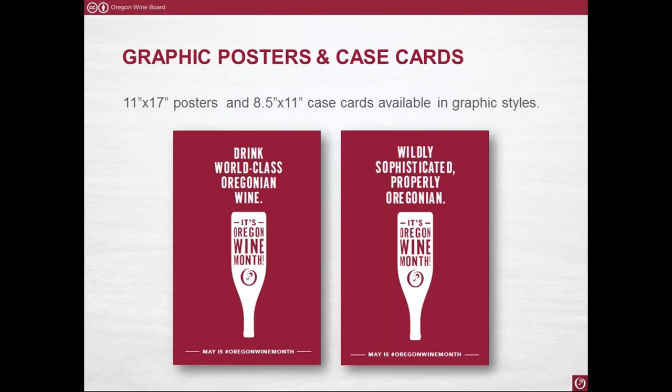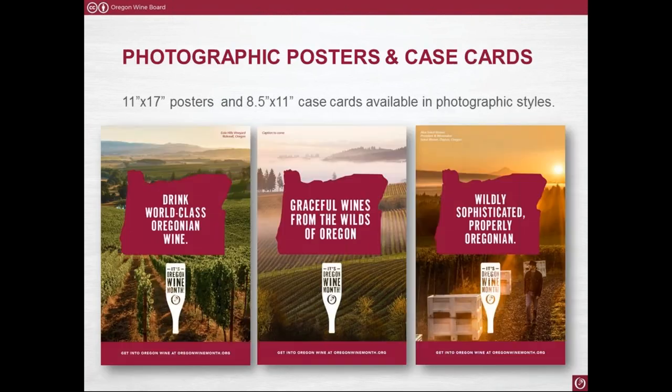This year we're offering 11 by 17 posters and 8.5 by 11 case cards in this graphic style. This is a similar style that we've used in years past. It really pops in busy chain retail environments, and the brand is really becoming known amongst consumers. New this year are updated photographic posters and case cards. And these are just highlighting new vineyards from all across Oregon.